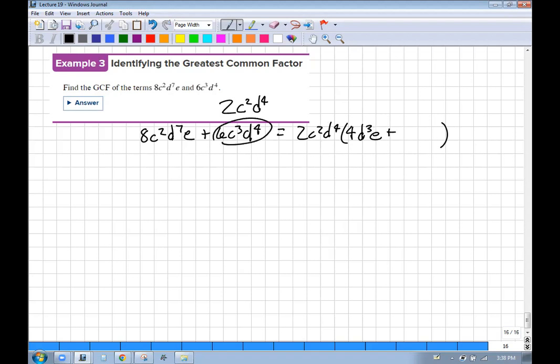And now to get this from this guy, I need to multiply this by a 3. 3 times 2 is 6. I have c squared, but I need c cubed, so I need another c. That gives me the c cubed. And I already have the d to the 4th, so I don't need to put any d's here, right? 8c squared d to the, I'm sorry, d to the 7th. 3 and 4 make 7. And then 6c cubed d to the 4th.